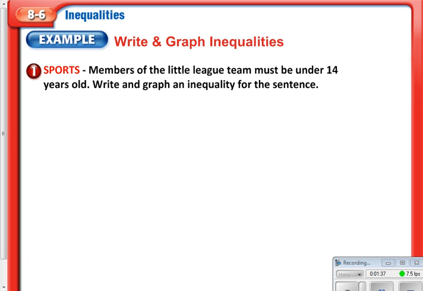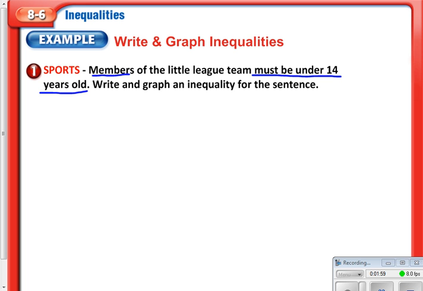So here we go. We're going to write and graph the inequality. Sports. Members of a Little League team must be under 14 years old. Write and graph an inequality for the sentence. So I'm going to go ahead and underline some little things here. In order to be a member of a Little League team, you must be under 14 years old.